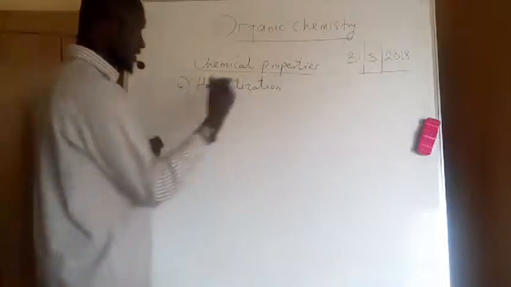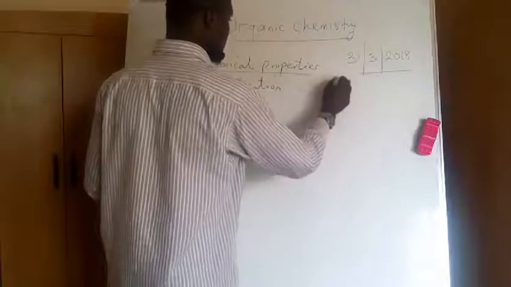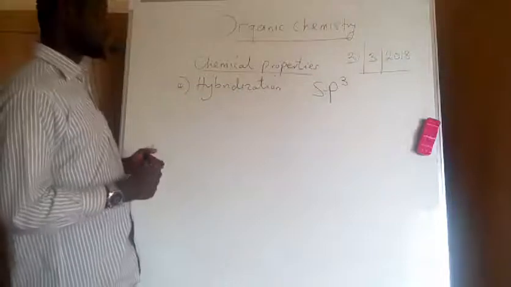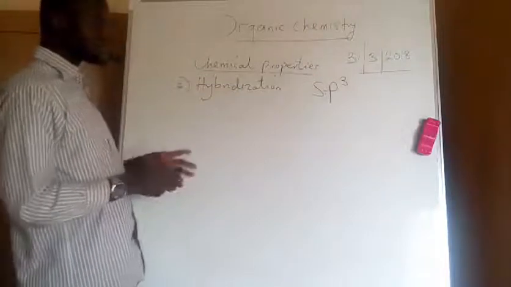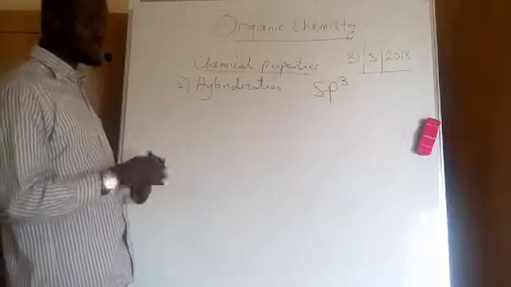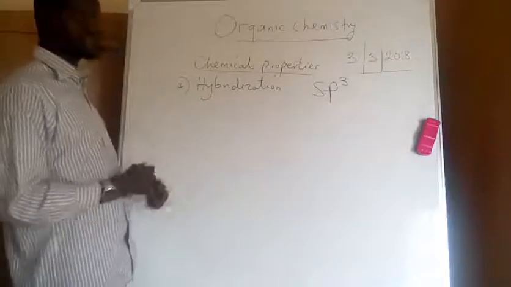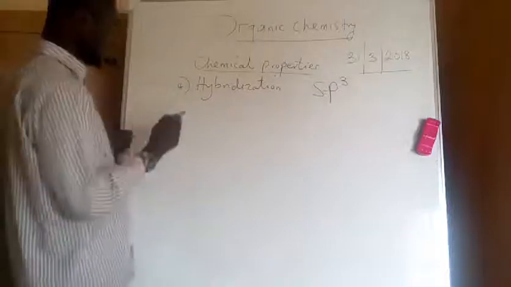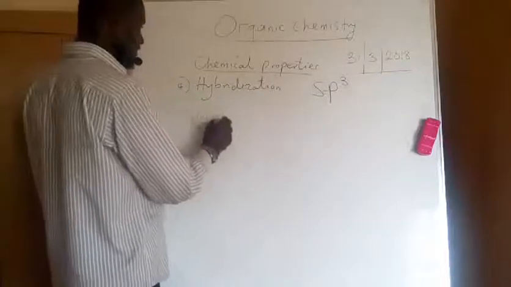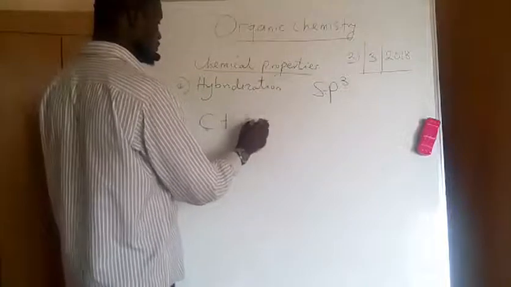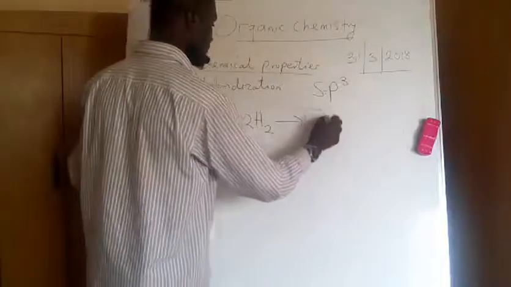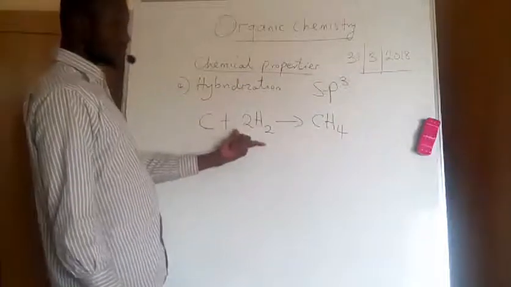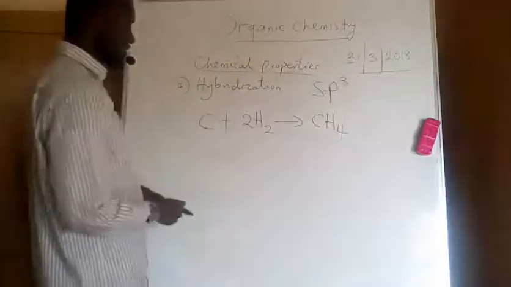So the hybridization of alkane is always sp3. So the question is, how do we arrive at sp3? All alkanes produce hybridization of sp3, meaning the bonding in alkane is always sp3 hybridization. How do we produce that? Let's give an example with formation of methane. When carbon reacts with 2 molecules of hydrogen, we have methane. 1 carbon with 2 molecules of hydrogen, or 4 atoms of hydrogen, will produce methane.